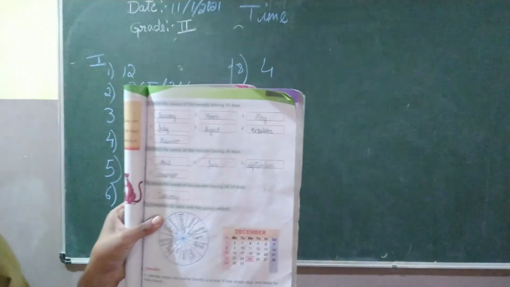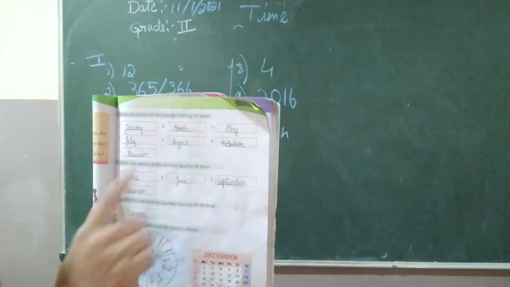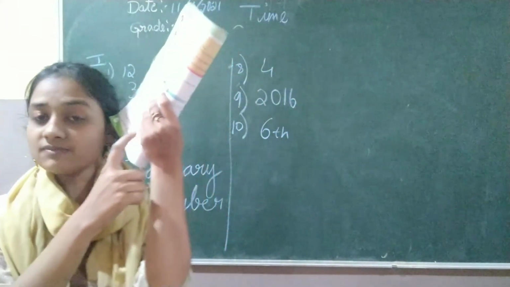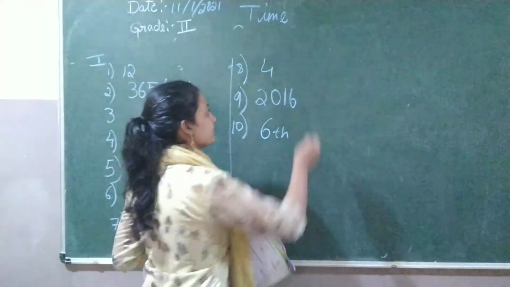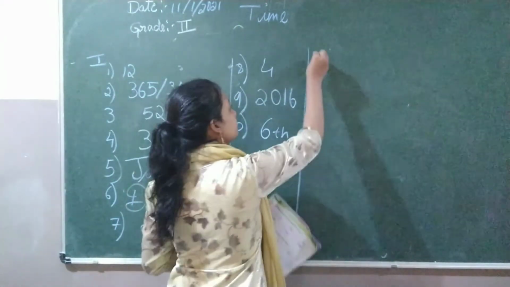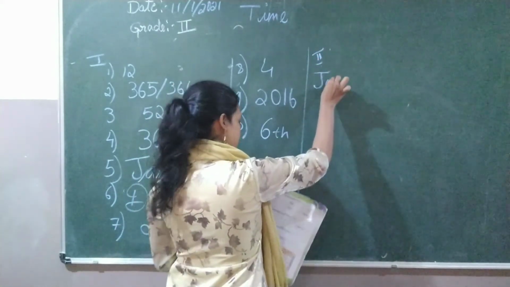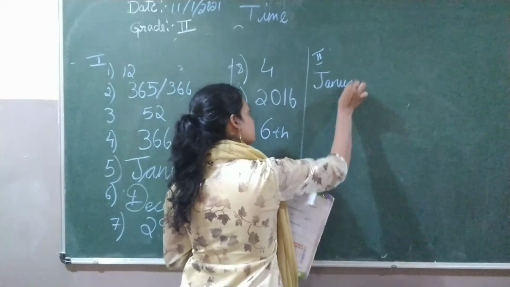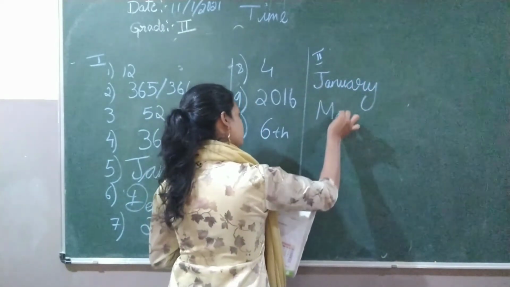Here, you should write the months having 31 days. Here, months having 30 days. We counted now, children, which month is having 30 and 31 days. We will be writing that here. Okay. So, we will write the second one. January is having 31 days. Next, March is having 31 days.